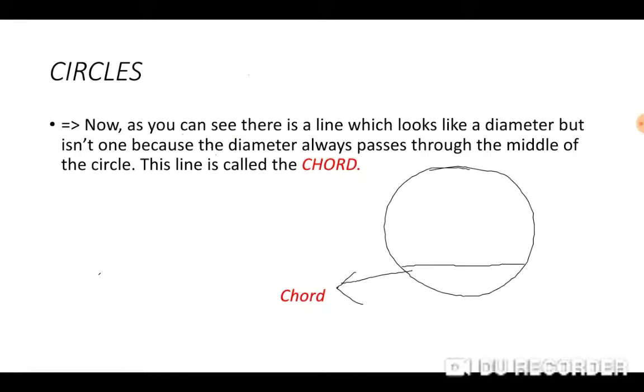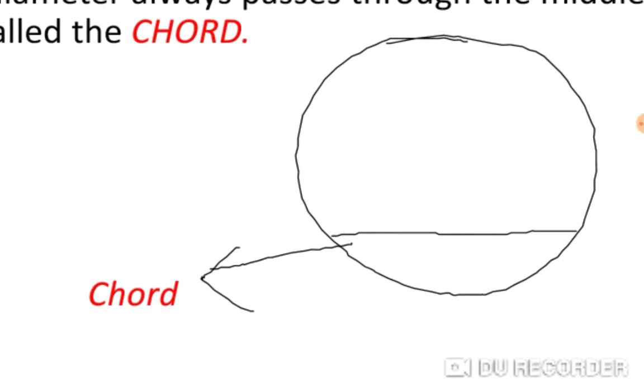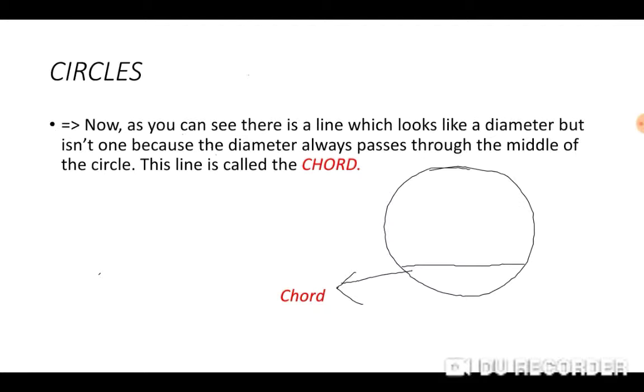Now as you can see, there is a line which looks like a diameter, but it isn't one because the diameter always passes through the middle of the circle. This line is called the chord. Now this is a chord. Okay, so let's move to the next point.